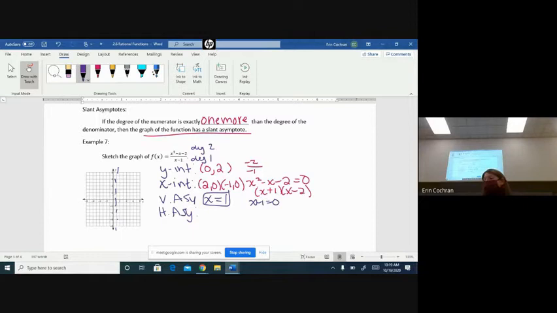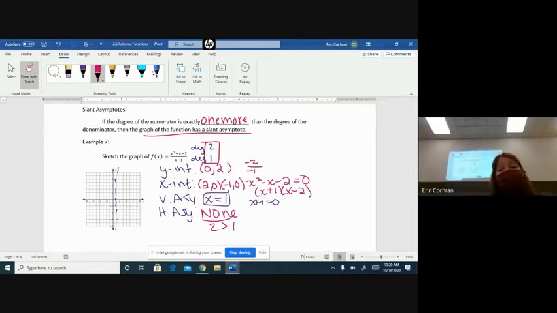If the degree is greater than m, then the graph has no horizontal asymptote. Okay, so we actually have no horizontal asymptote because the degree of the numerator is greater than the degree of the denominator. Now we do have a slant one. Why do we have a slant one? Because the degree is exactly 1 more.